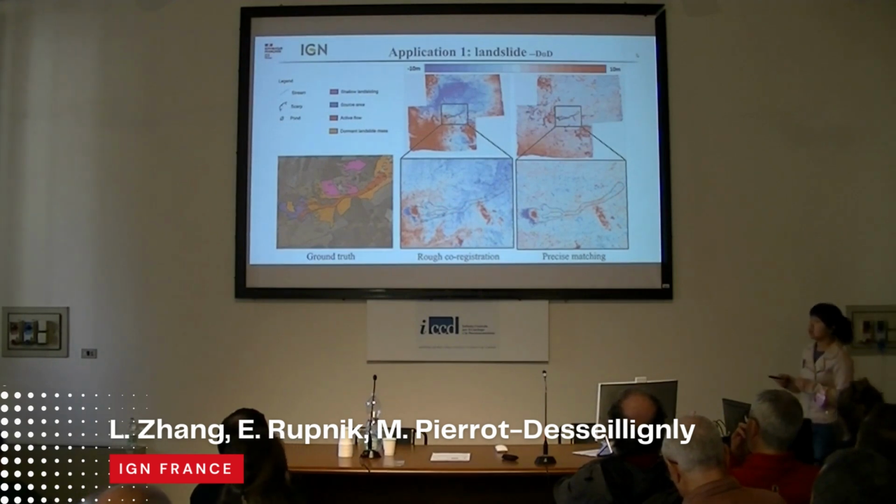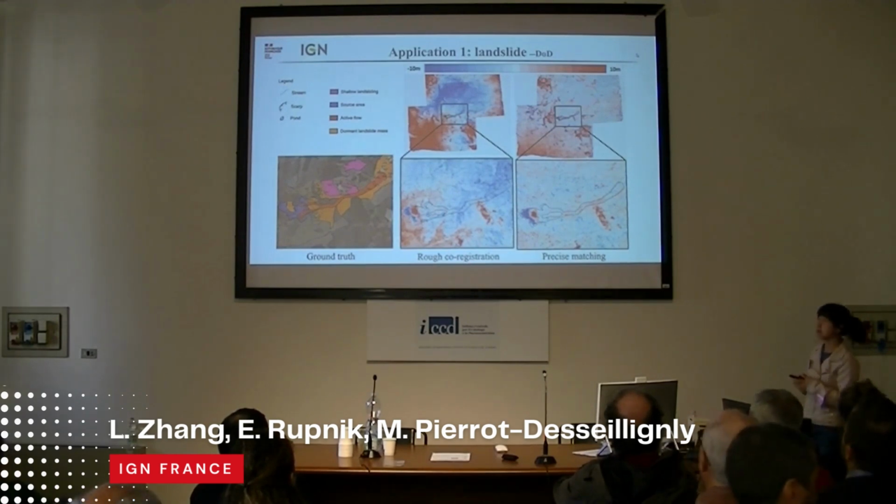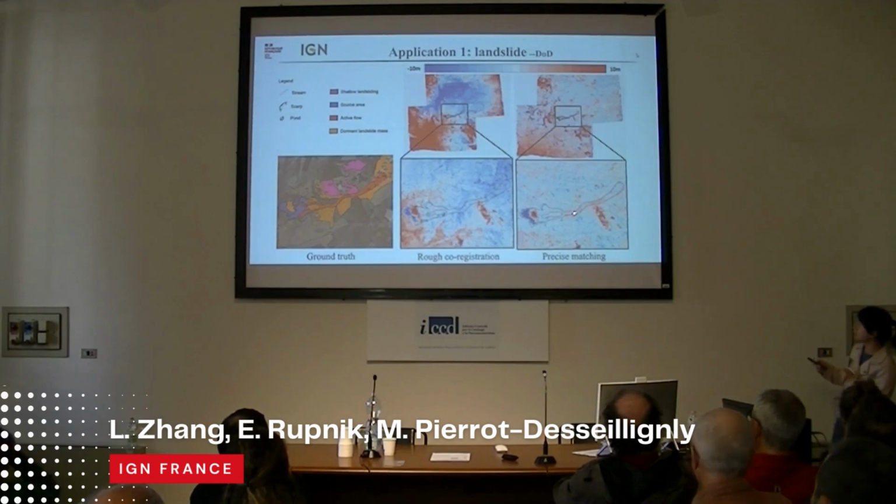As we can see, in the result of rough registration, our result is already robust enough to recover the signals at the source of the landslide. And after our precise matching, we can clearly see the signals along this piece.